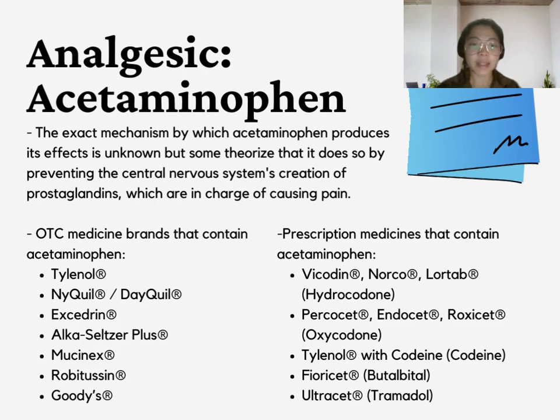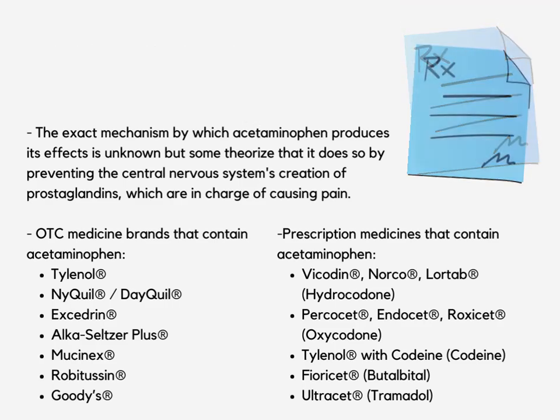While prescription medicines that contain acetaminophen include Vicodin, Norco, Lortab that contain hydrocodone, Percocet, Endocet, Roxicet that contain oxycodone, Tylenol with codeine, Fioricet that contains butalbital, and Ultracet that contains tramadol.